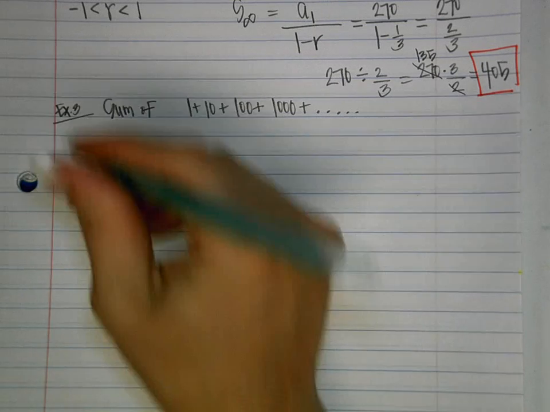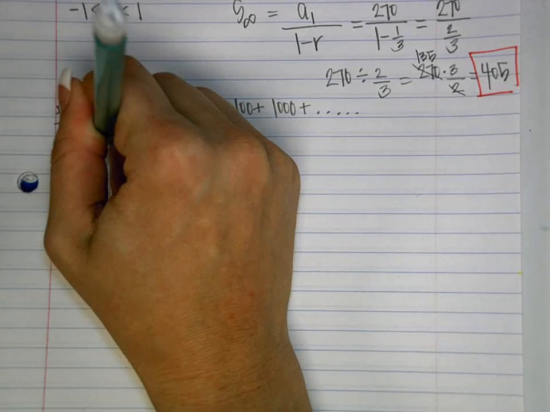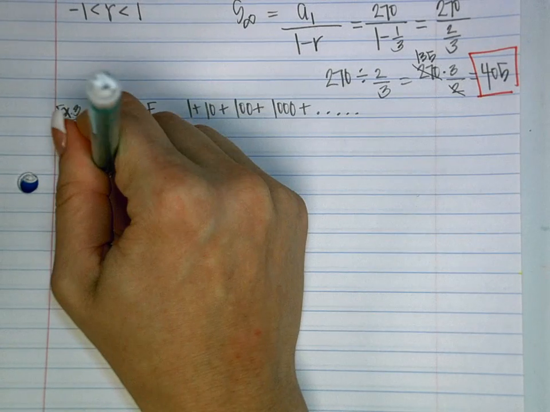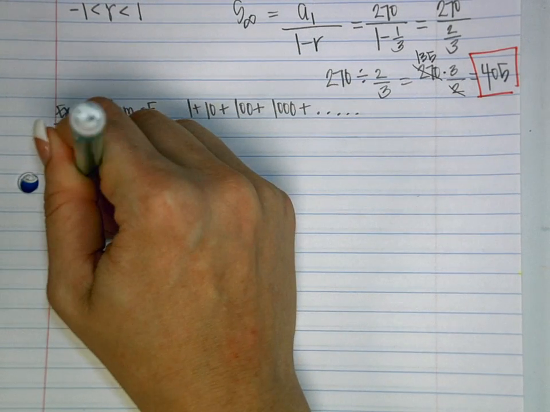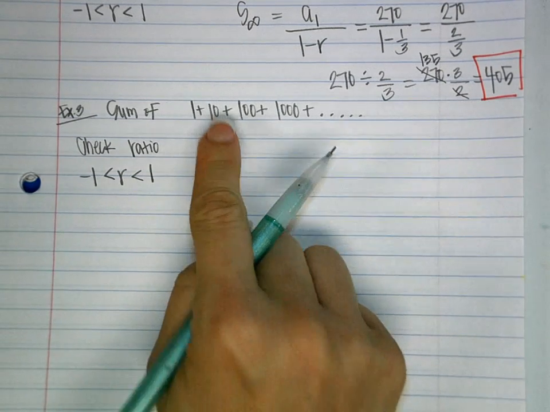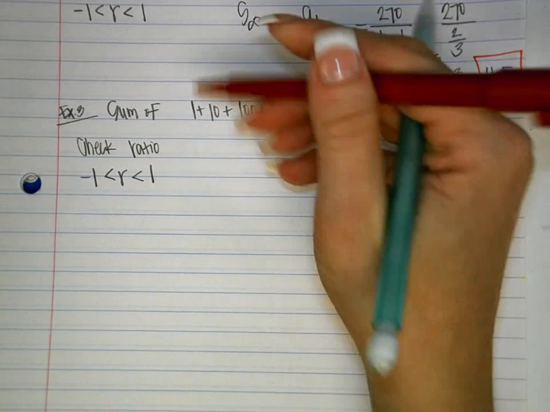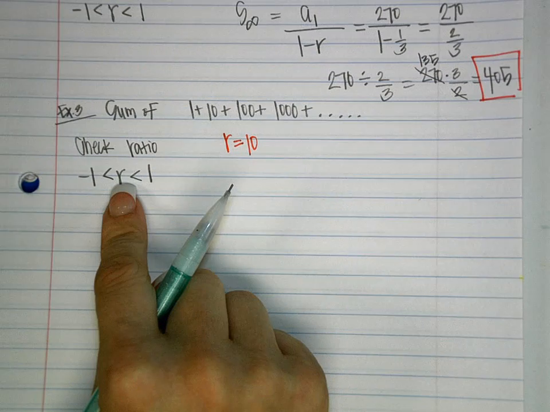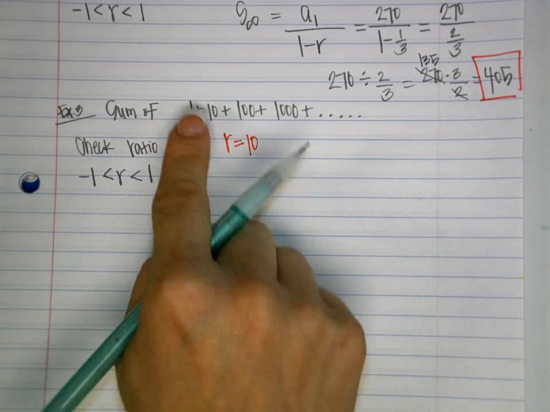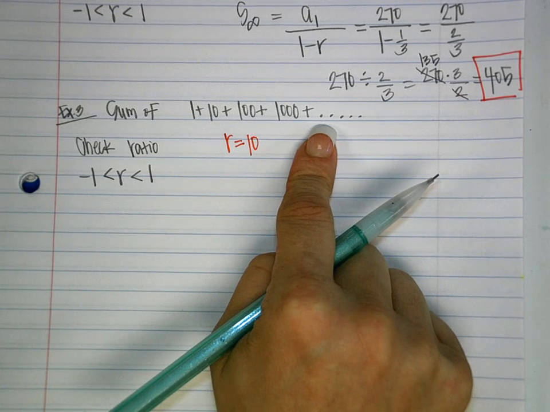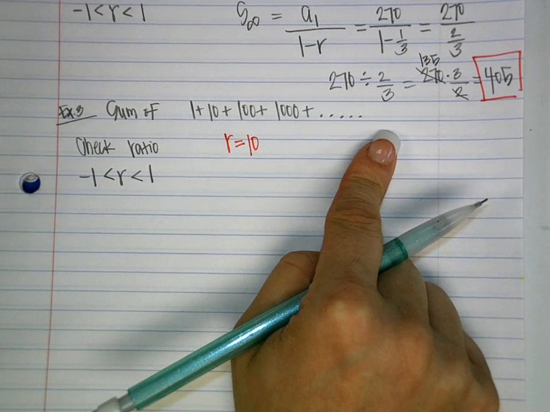So, first thing you want to do, check your ratio. Okay, it has to be between -1 and +1. What is the ratio? How do you get from 1 to 10? 10. Does that work in my formula? No. If you were going to keep adding these together, what would be the next term? 10,000, then 100,000. They're getting bigger.